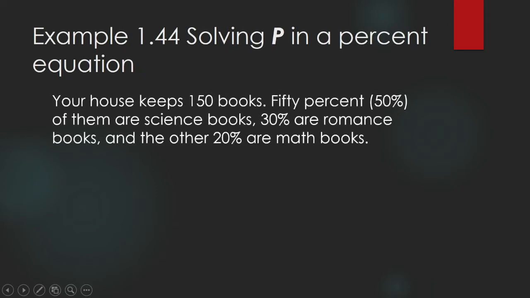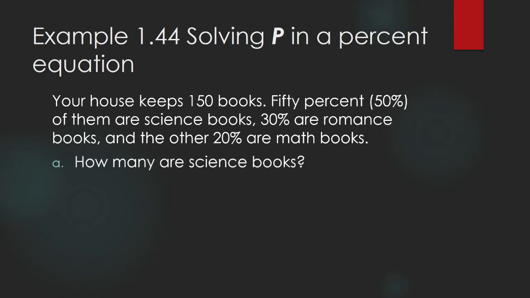Your house keeps 150 books. 50% of them are science books, 30% are romance books, and the other 20% are math books. How many are science books? So we are looking for P. Your base, B, the totality of all objects that we are investigating, is 150.